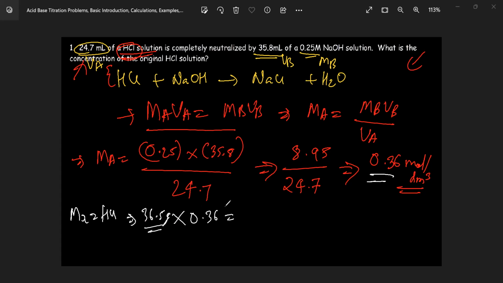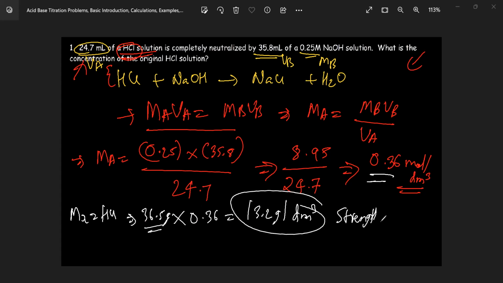So when you do this, you get the answer as 13.2 grams. Okay, 13.2 grams. Again, it is per decimeter cube. So this is going to be the strength of HCl. Okay, let me write it here. This is going to be the strength of the acid, that is HCl. So everyone, this was the second question which we have solved, which was having the same equation. Now in the next question, we are going to make the equation a bit complex, where there will be requirement of balancing. Okay, so let us go to the third question now.